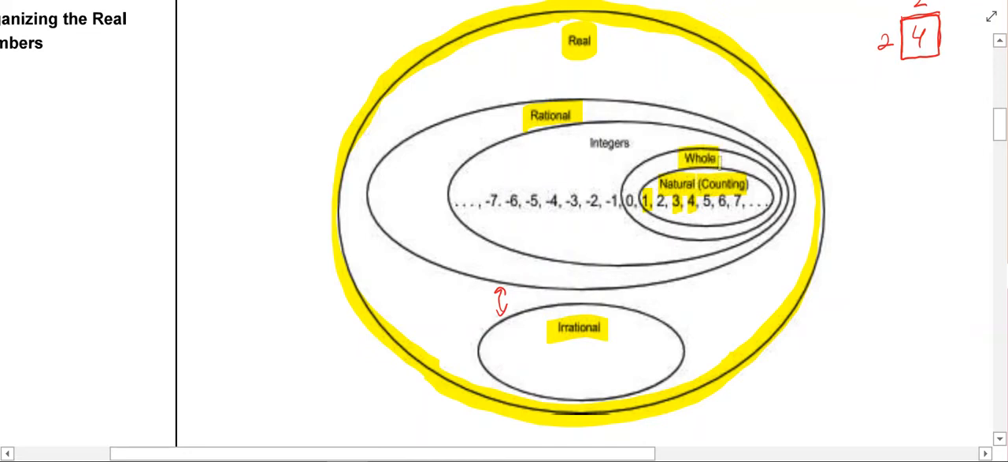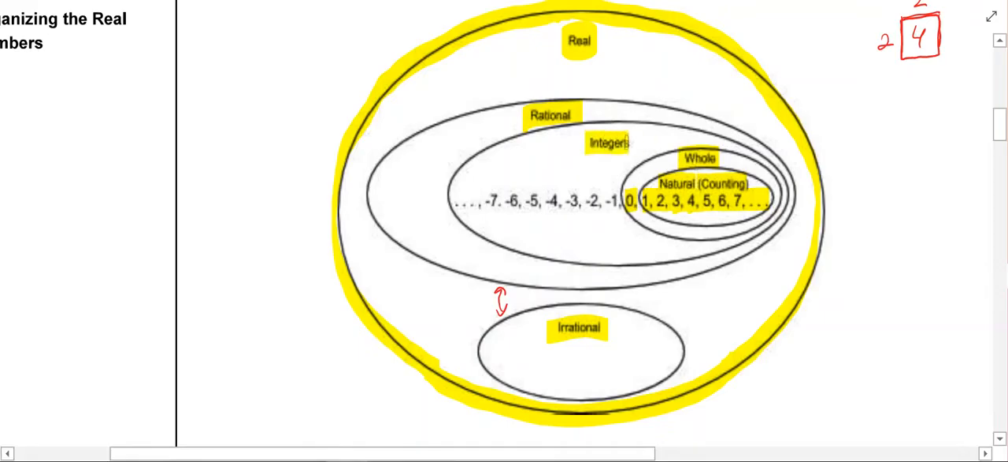Now the next category is whole numbers. Now see how this bubble also has a natural counting bubble inside it. So whole numbers are all of the natural numbers, including the number 0. Okay, so what are the whole numbers? 0, 1, 2, 3, 4, and forever. All right, now going to the next bubble. Natural numbers counting was the first one, then whole numbers.